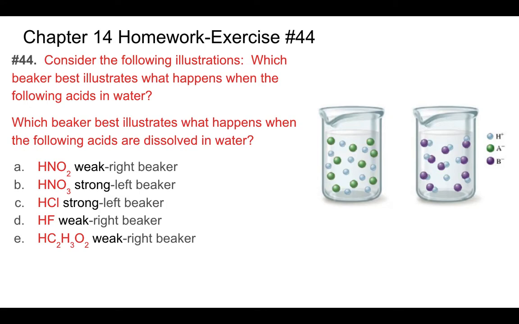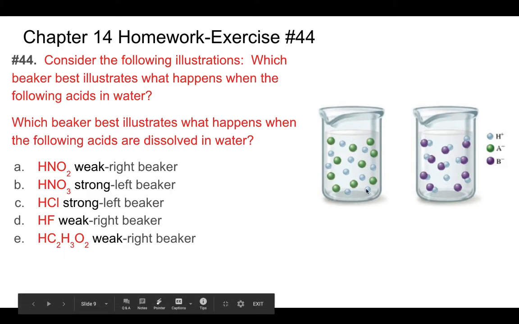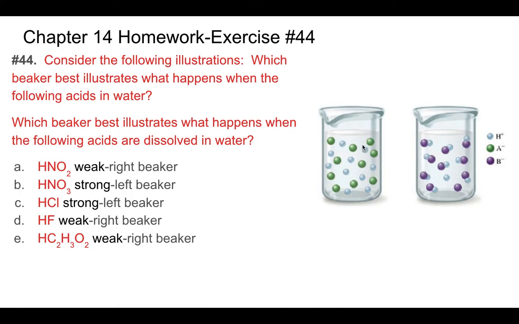Number 44, looking at these illustrations, it's pretty clear to me that the illustration with the green ions here is a strong acid. H plus and A minus, none of them attached to each other. The one on the right is a weak acid. Quite a few of the green and purples are attached. That means they are unionized in the water, but there is a couple that are ionized, H plus and A minus, and so that one's the weak acid.